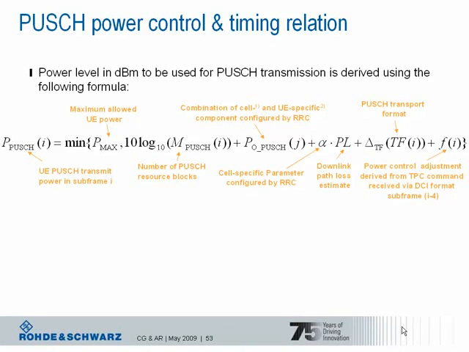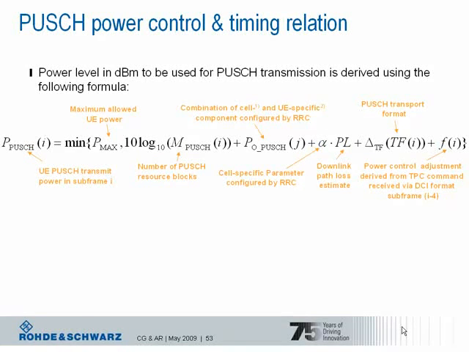We looked here exemplarily at the calculation of the power level for the physical uplink shared channel. The calculations for the physical uplink control channel, physical random access channel, and for the sounding reference signals are based on similar formulas, and are also influenced by higher layers and cell-specific parameters. With all the information we discussed on the last slides, the UE is now ready to transmit.